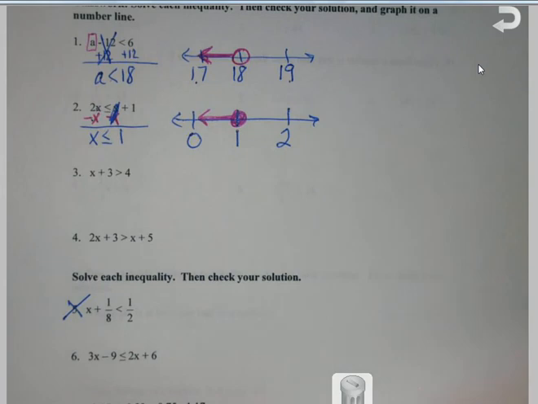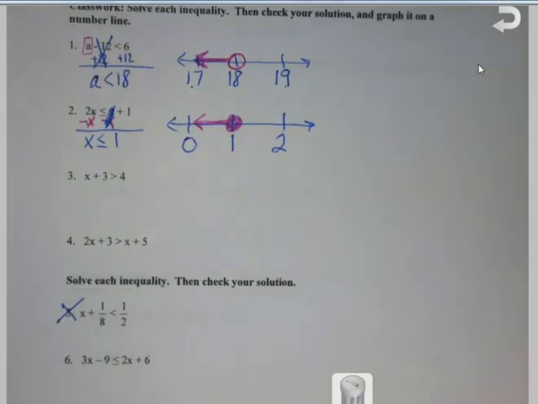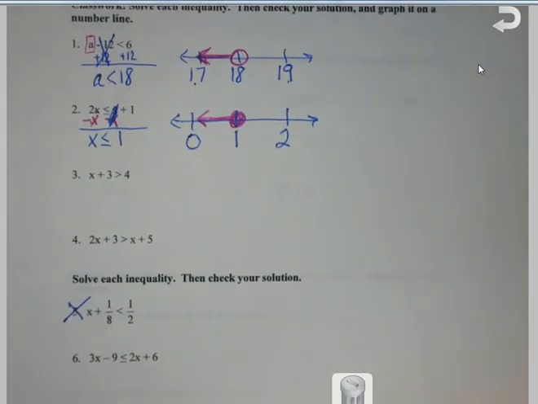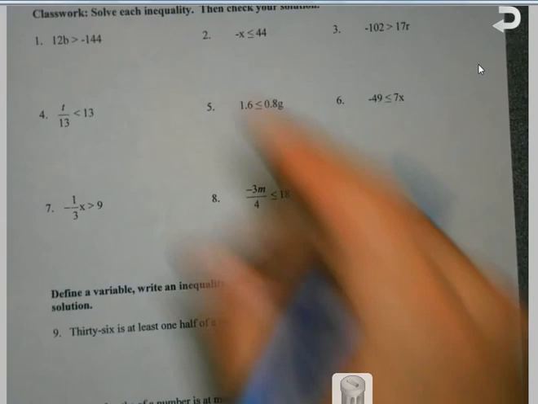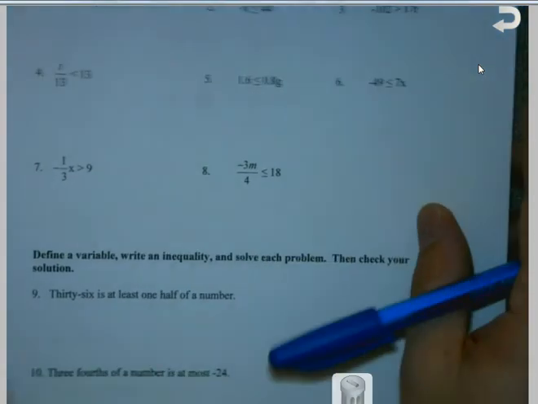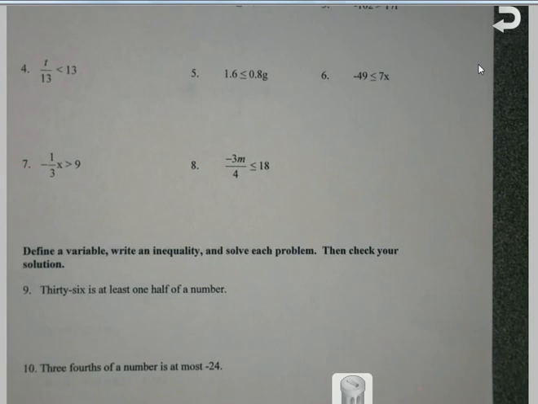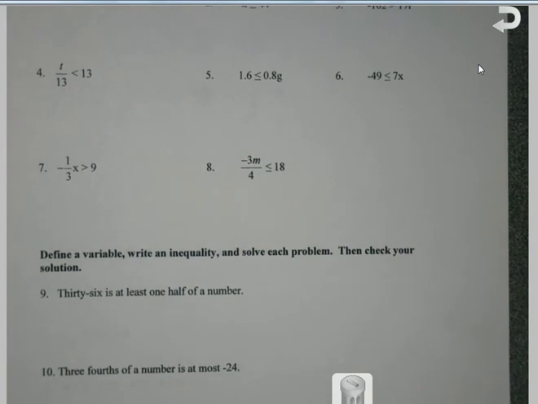So on the first sheet, on worksheet 1, we're going to take care of number 5 there. And then when we flip over to the back, I want to help out with number 8. Okay. And then we'll take a look at number 8 and number 9 here.